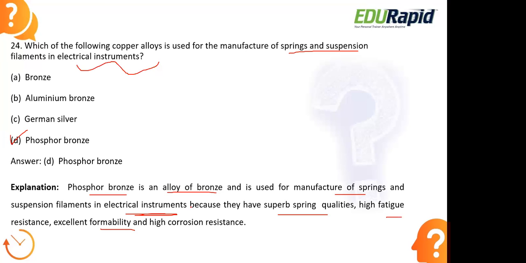So that is the reason this is completely suitable for making these springs as well as filaments. And also high corrosion resistance. So this alloy of bronze will not get corroded easily, which is a suitable characteristic required for the manufacture of springs as well as filaments.